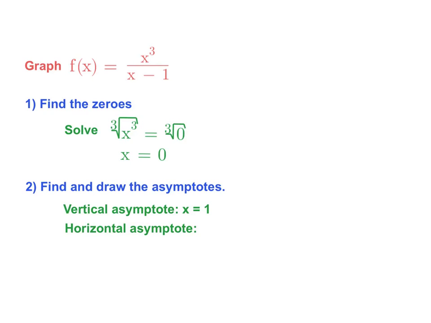The degree of the bottom is what? 1. Okay, so the degree of the top is bigger, it's greater than the bottom, which means what about the horizontal asymptote? There is none. There is no horizontal asymptote, okay?